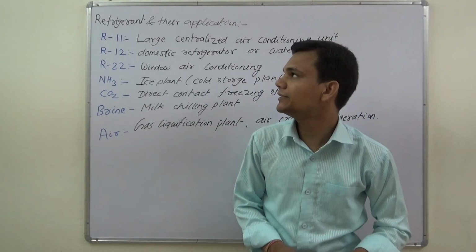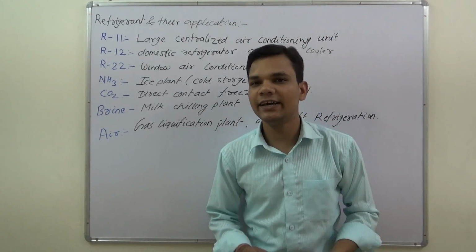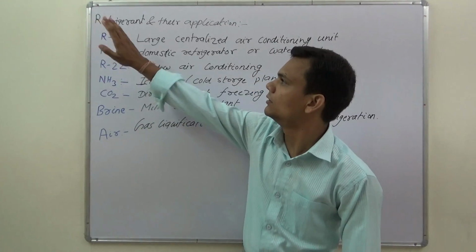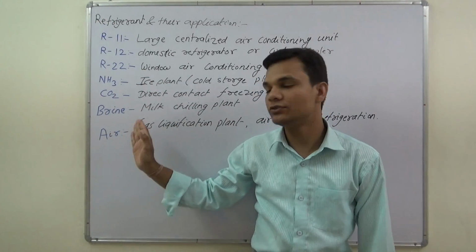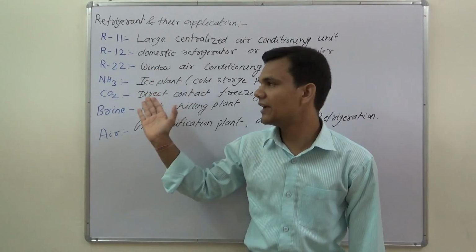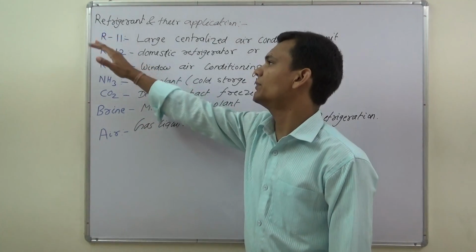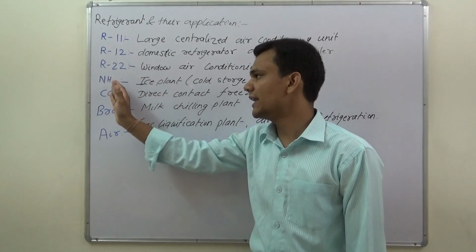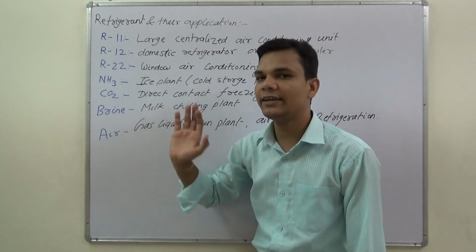Here, I write some commonly used refrigerants and their applications. These are the most commonly used refrigerants. They are commonly used in our life. That is R11, R12, R22, NH3, CO2, brine, and air.